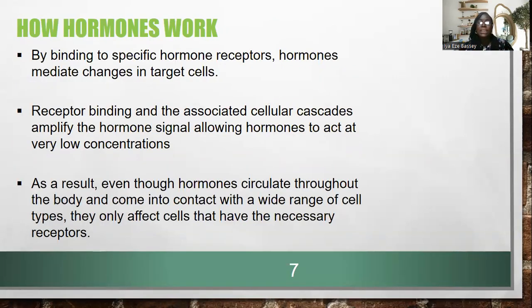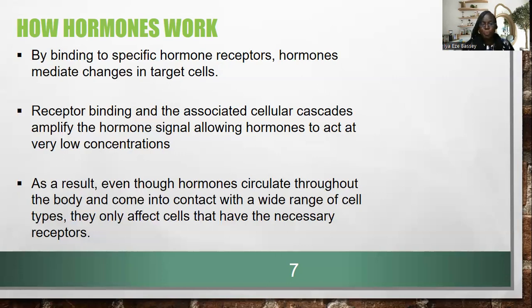So, having looked at receptor hormone binding, how do hormones work? So we are down to the mechanism of hormone action. First of all, the hormone has to bind to specific hormone receptors before they can mediate the changes in their target cells. So when the receptor binding occurs and the associated cellular cascades also occur, these cascades amplify the hormone signal, all right, allowing the hormones to act at very low concentration.